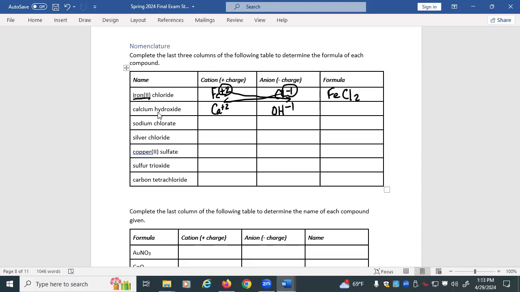Coming back, I see that I have a +2 with calcium, I have a -1 with hydroxide, the two charges do not match, so I'm going to have to crisscross again. For the two hydroxides, since it is a polyatomic ion, I'm going to put that in parentheses so that I know that it is two hydroxides, two OHs, not just two H's or two O's.